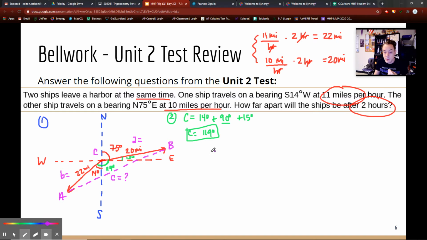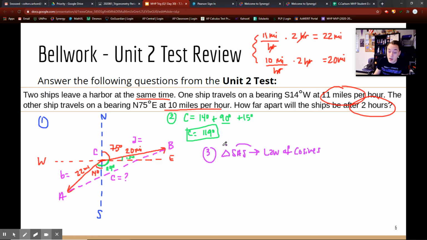How can I start solving for my question? Well, this is the third step. What are we actually going to be solving for, and how can I solve it? In order to figure out how you can solve it, you need to know what you've been given. I have an SAS. So I have a triangle that is SAS, which means this is going to be the law of cosines. It's definitely not a right triangle, because that angle is 119. So it's definitely obtuse, which means it's the law of cosines or sines, but then I see it's side angle side, so SAS, which means law of cosines.